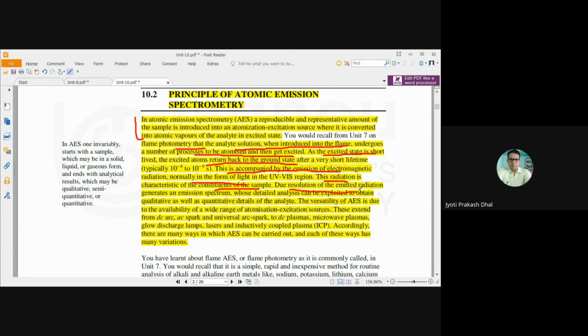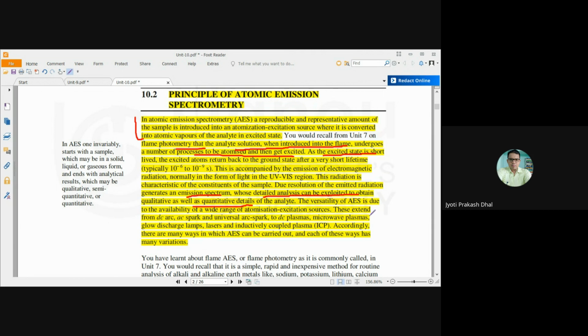Due to resolution of the emitted radiation, an emission spectrum is generated, whose detailed analysis can be exploited to obtain the qualitative as well as quantitative details of the analyte, which will show emission of electromagnetic radiation.